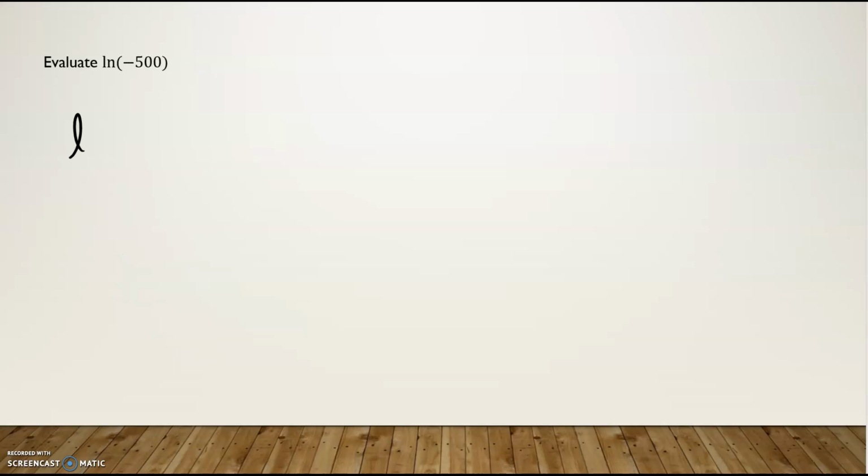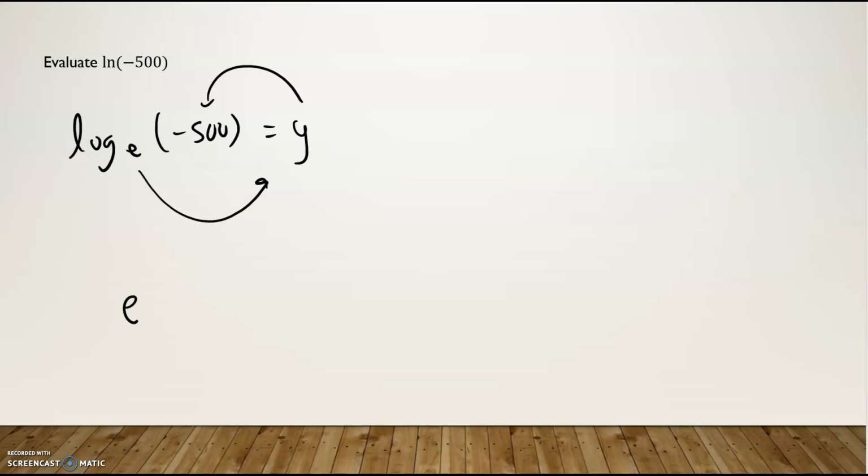Now let's look at this one. So this is log base e of negative 500, and that is equal to y. Well, e raised to y is equal to negative 500. Well, there's nothing I can raise e to because that's a positive number. So a positive number, even raised to a negative number, say 2 raised to negative 5, well, that's just 1 over 2 raised to 5. That's still going to be a positive number.